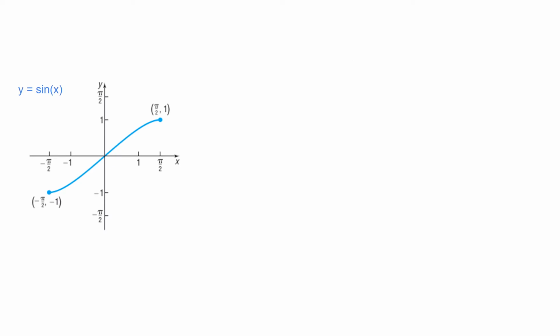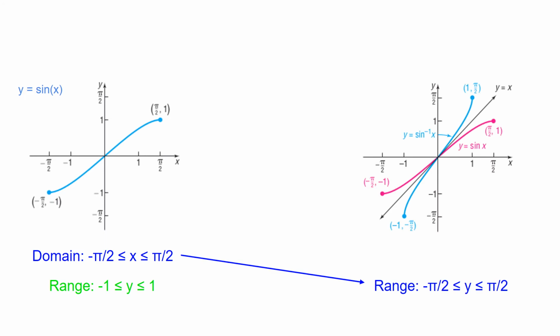So here's the graph of the domain-limited sine of x function that we looked at before. And here's its domain, and here's its range. We can graph the inverse sine function by mapping every x comma y point of the sine of x graph to a y comma x point. When we do that, we can see that the domain of the sine of x is the range of the inverse sine of x.